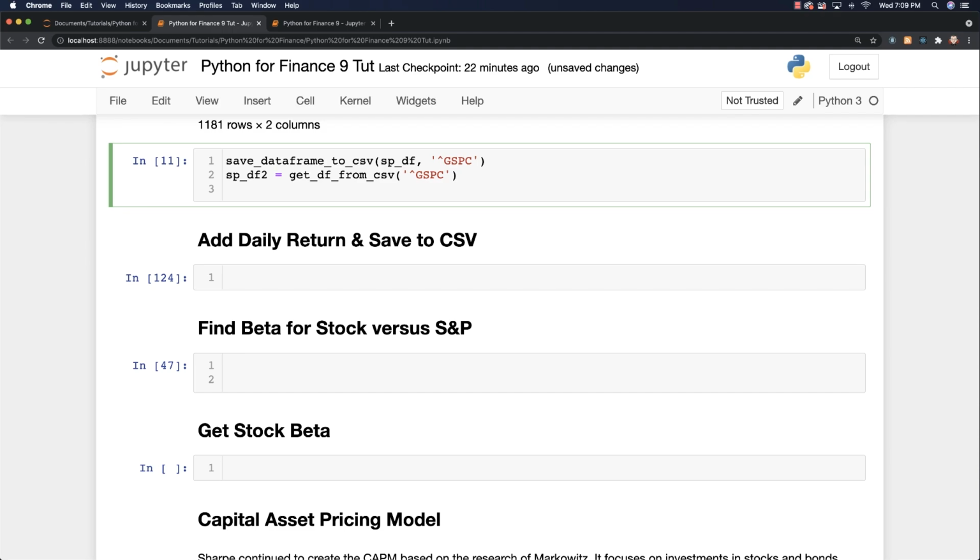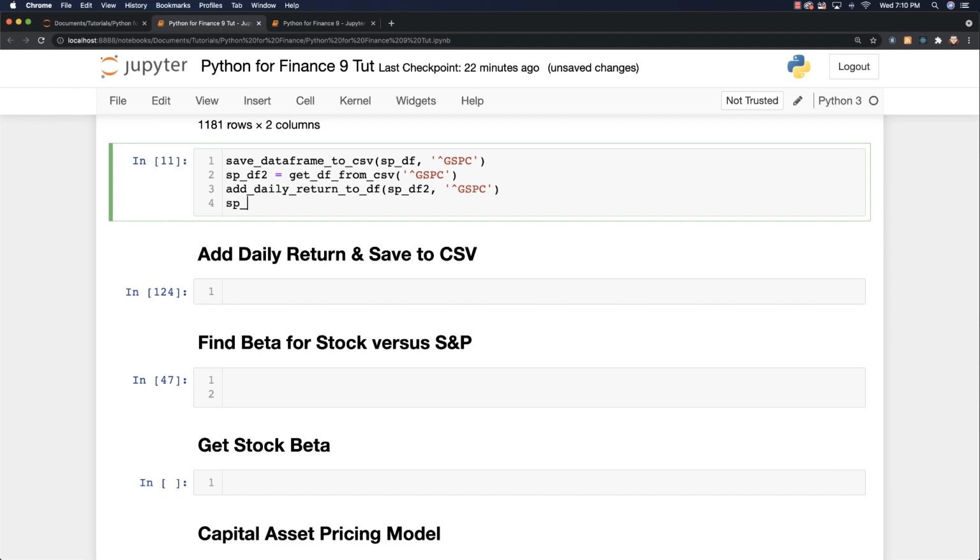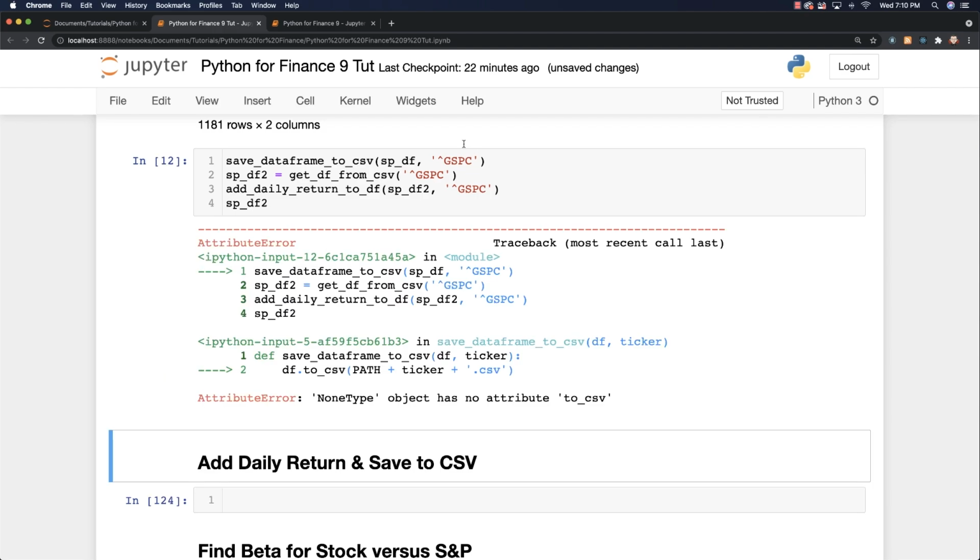Okay, and then what I want to do is I want to add my daily return to that data frame. So to do this, I say add daily return to data frame like this, SPDF2 and the ticker symbol, and then I can go SPDF2 like this and run it.